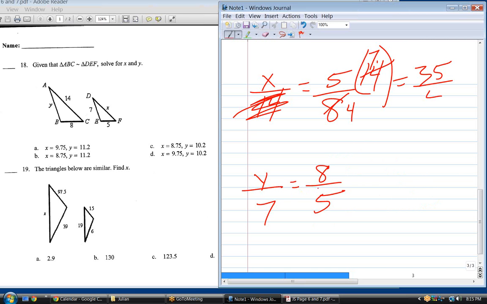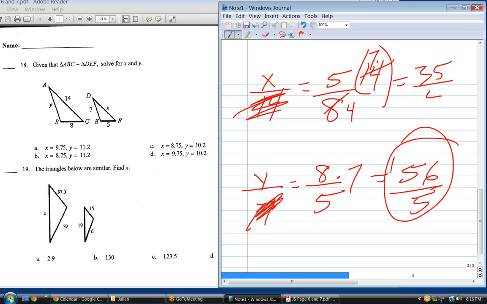So again, here I'm just going to multiply both sides by 7. I'm basically done. I can't reduce this any, so that becomes 56 over 5. And you can give that as an answer. There's nothing wrong. No, you can't. That's 10.2. No, it's 11.2. So it's B.